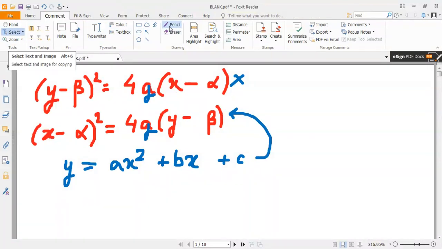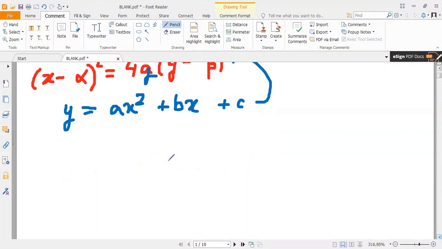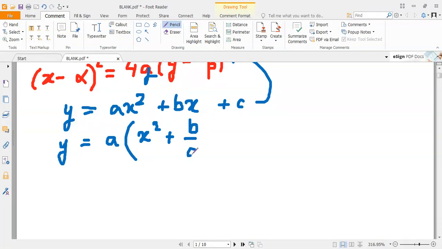Now, how can I do that? Let me take something common, so that I can get x alone and remove all the other coefficients. So what I'll be doing is taking a common. Now what does that leave me with? X square is left alone. However, the coefficient of x now becomes b by a, because there's an a outside the bracket. So I have b by a times x plus c, and a is outside the bracket, so I have c by a as the constant term here.